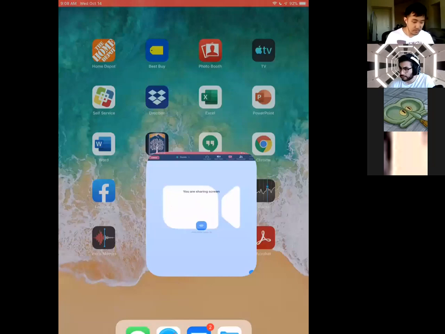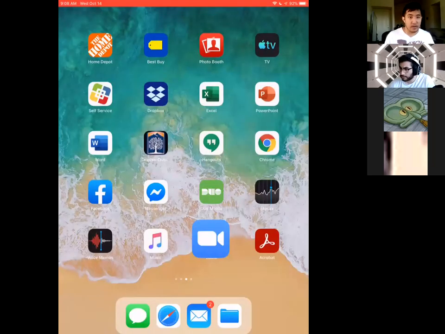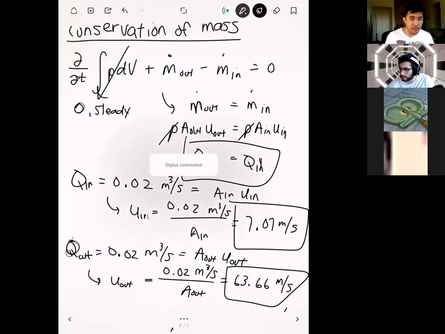And so now that we have the velocities at the inlet and the outlet, oh, okay. I think I stopped screen sharing. Come on, Spectrum. Yeah, Spectrum's been fluctuating for me as well lately. Okay, here we go. Go back, share content, screen. And we're back.